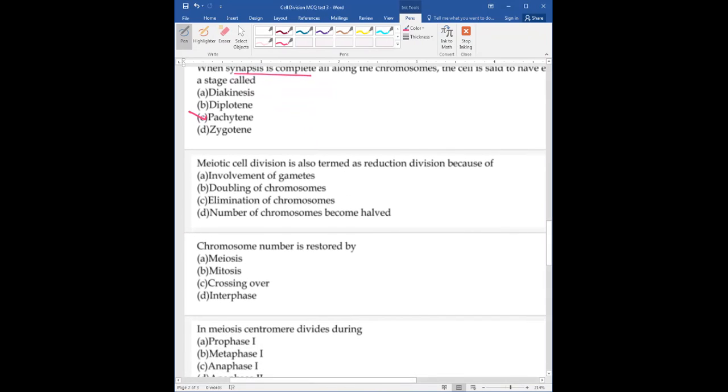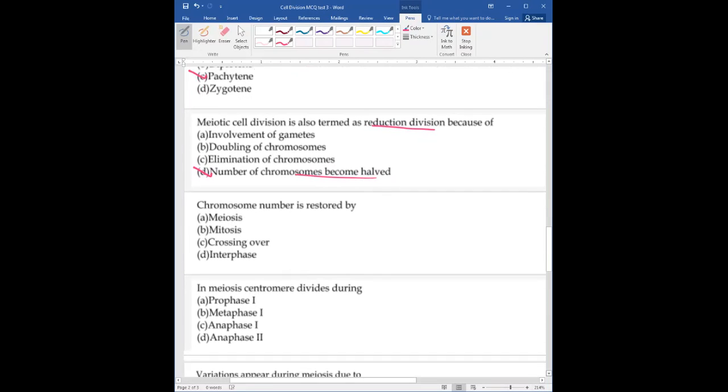Okay, next question is for Akanksha. Akanksha, meiotic cell division is also termed reductional division because, very simple, guys. Why are we calling this reductional division? Because the chromosome number is halved. That is why.